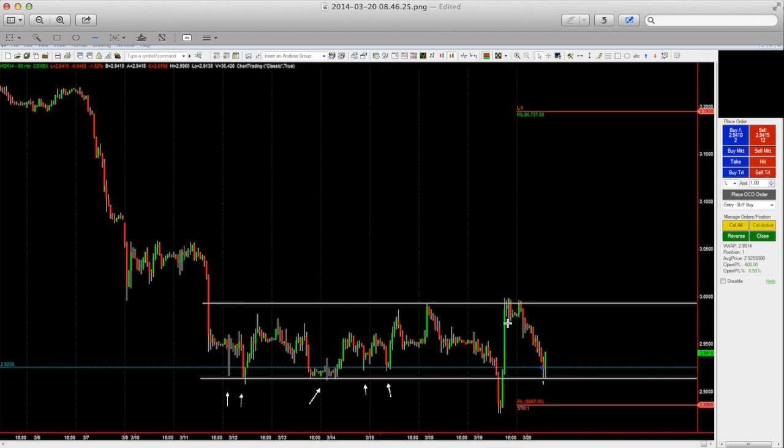But this formed almost a bullish engulfing bar. It actually didn't, because at the end of the day, it didn't close above the high here. But it was basically a massive pin bar, and clearly failed to the downside with this run up.